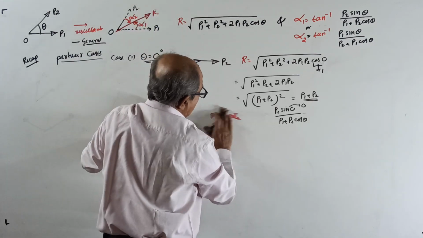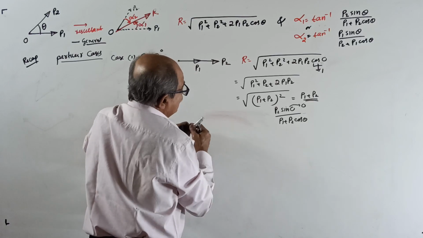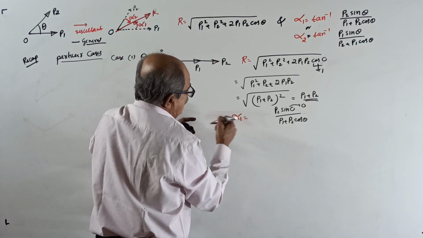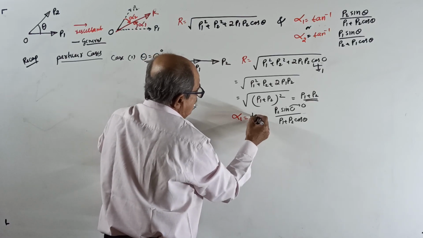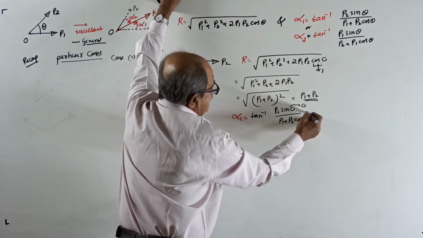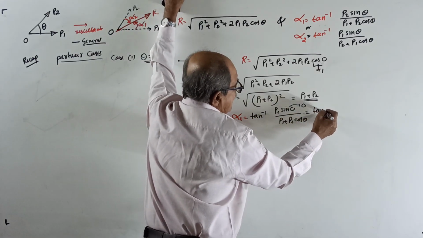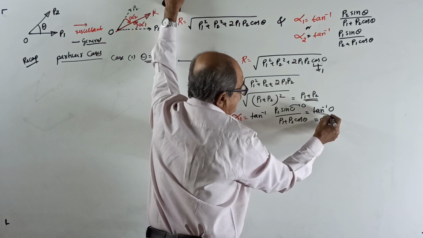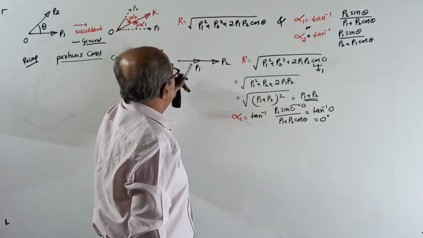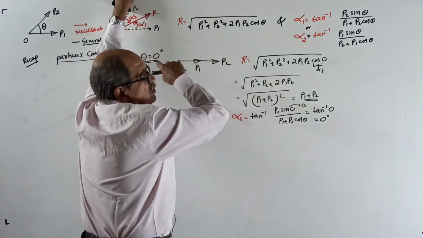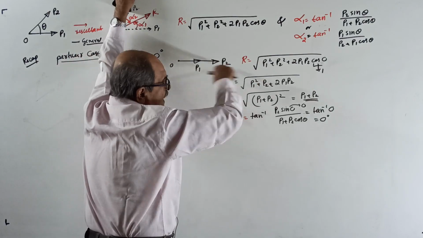Or take only one of them. Take only one of them. Alpha 1 equal to tan inverse of 0 at a time 1. This one equal to tan inverse 0 is 0 degrees. Means P1 this way, P2 this way, resultant also same way.